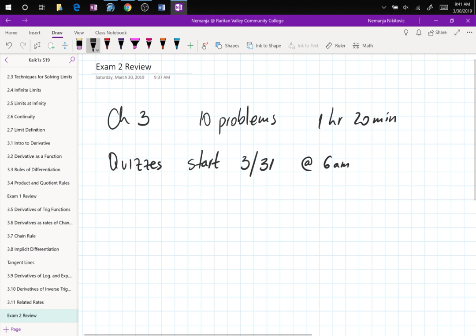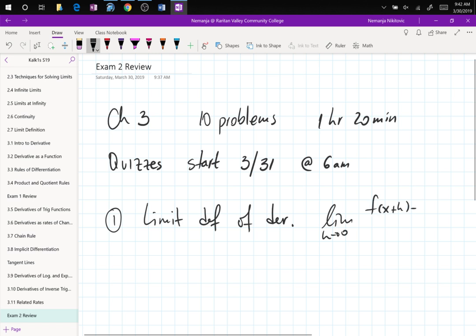And what is on the test? Well, it's chapter 3, so derivatives. And the list goes like this. So we have the limit definition of derivative. Now this is taking the derivative using the limit h goes to 0 of f of x plus h minus f of x divided by h.